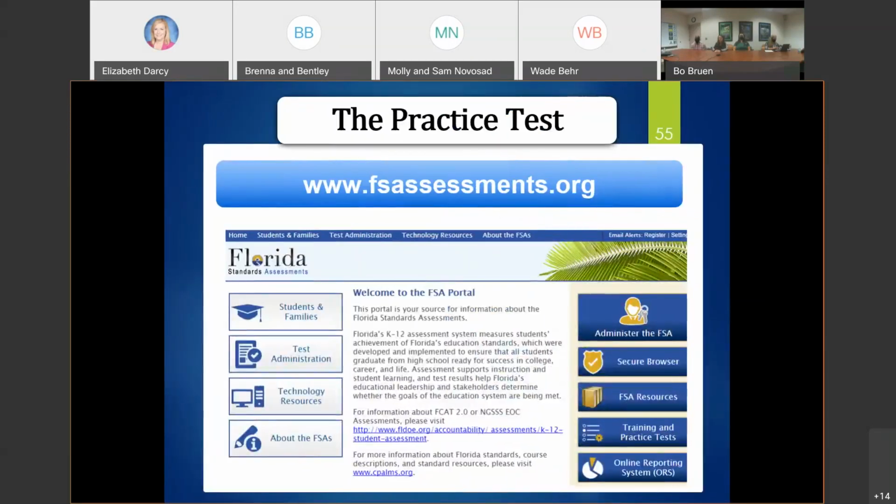All right, so now we would like, if you want to open another tab on your computer, if you are on your computer, and go ahead and type in fsassessments.org. It will take you there, because we are going to direct you on how to find all of the online information for the practice test and the directions.